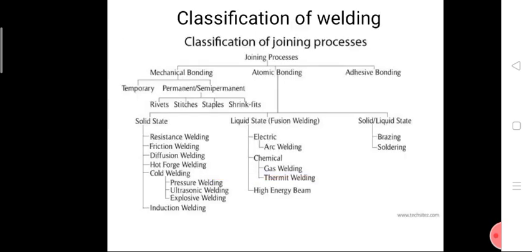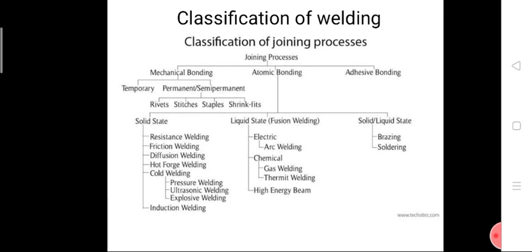After that, the classification of welding. Welding is classified into various categories. According to bonding, it is of three types: mechanical bonding, atomic bonding and adhesive bonding. And mechanical bonding is further divided into two parts: temporary and permanent or semi-permanent.